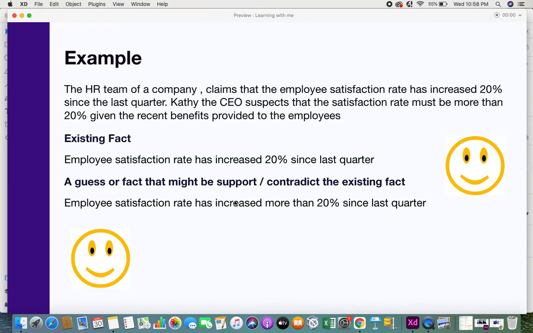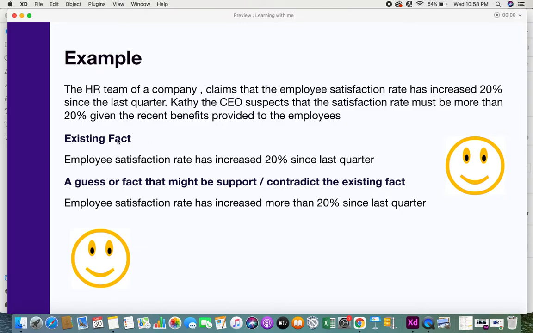Before explaining what these two hypotheses are, I'll give you an example so it'll be easy to understand. Let's say the HR team of a company claims that the employee satisfaction rate has increased 20% since the last quarter. Katie, the CEO, suspects that the satisfaction rate might be more than 20% given the recent benefits provided to the employees. So this is the scenario, the claim that was made by the HR team and the doubt that the CEO, Katie, had.